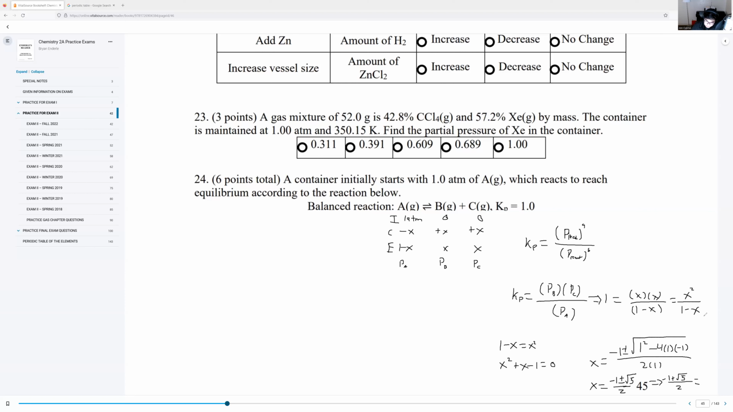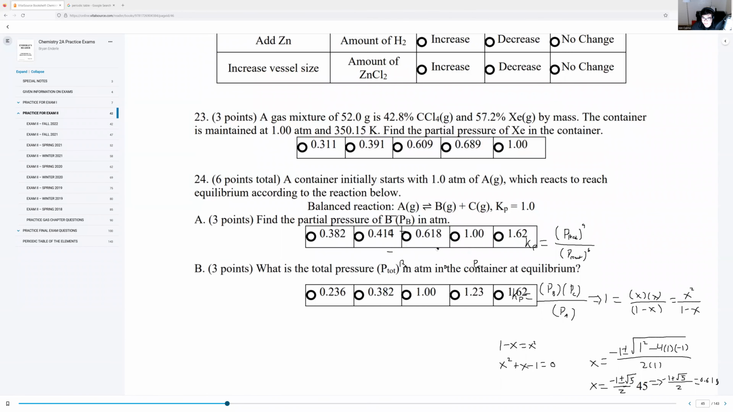So let me plug this in. And you end up getting 0.618. Oh, no, that's a little too far. So that is your answer, 0.618. And you're allowed to use that ice table because everything else is constant, and the moles are just directly linked to the partial pressures of each.